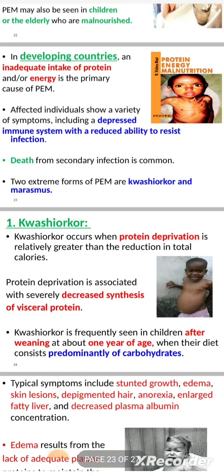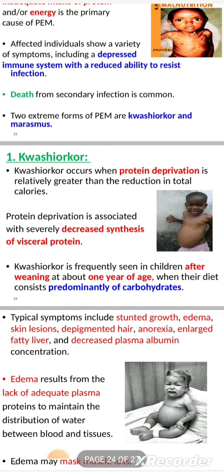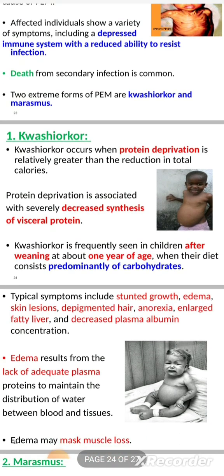Kwashiorkor occurs when protein deprivation is relatively greater than the reduction of total calories. In this case, there is a deficiency of protein, and this can lead to a severe decrease in visceral proteins, like immune system proteins. Kwashiorkor is frequent in children after 1 year of age, when their diets consist predominantly of carbohydrates. This is in developing countries.